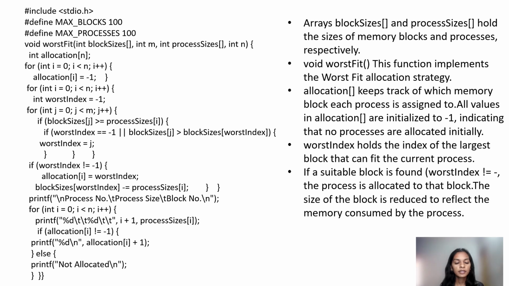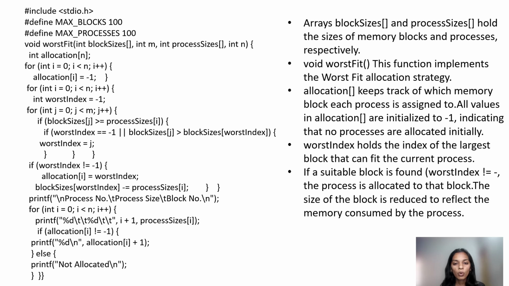Now let's see the explanation about the code. The arrays blockSizes and processSizes hold the sizes of memory blocks and processes respectively. Void worstFit: this function implements the worst fit allocation strategy. The allocation array keeps track of which memory block each process is assigned to. All values in allocation are initialized to -1, indicating that no processes are allocated initially.